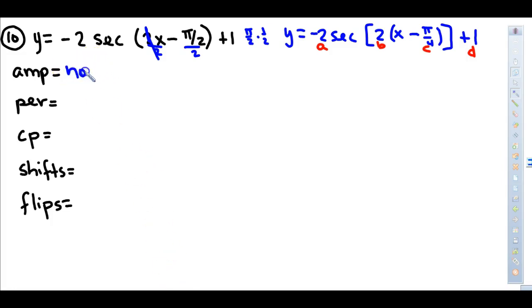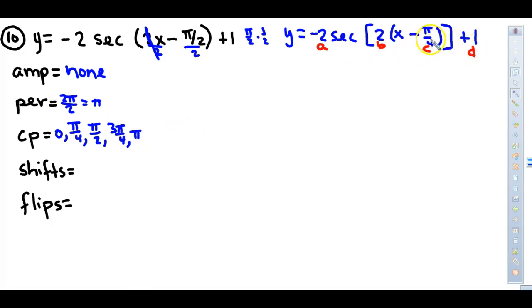So amplitude is still none, but we will be plotting -2 and 2 on the y-axis. Period is 2 pi divided by the absolute value of b. b is 2 in this case, so that's going to be pi. My first critical point is 0, and then after that I take the period and divide by 4, and then I multiply this by 2, and then I multiply this by 3, and then I multiply this by 4.